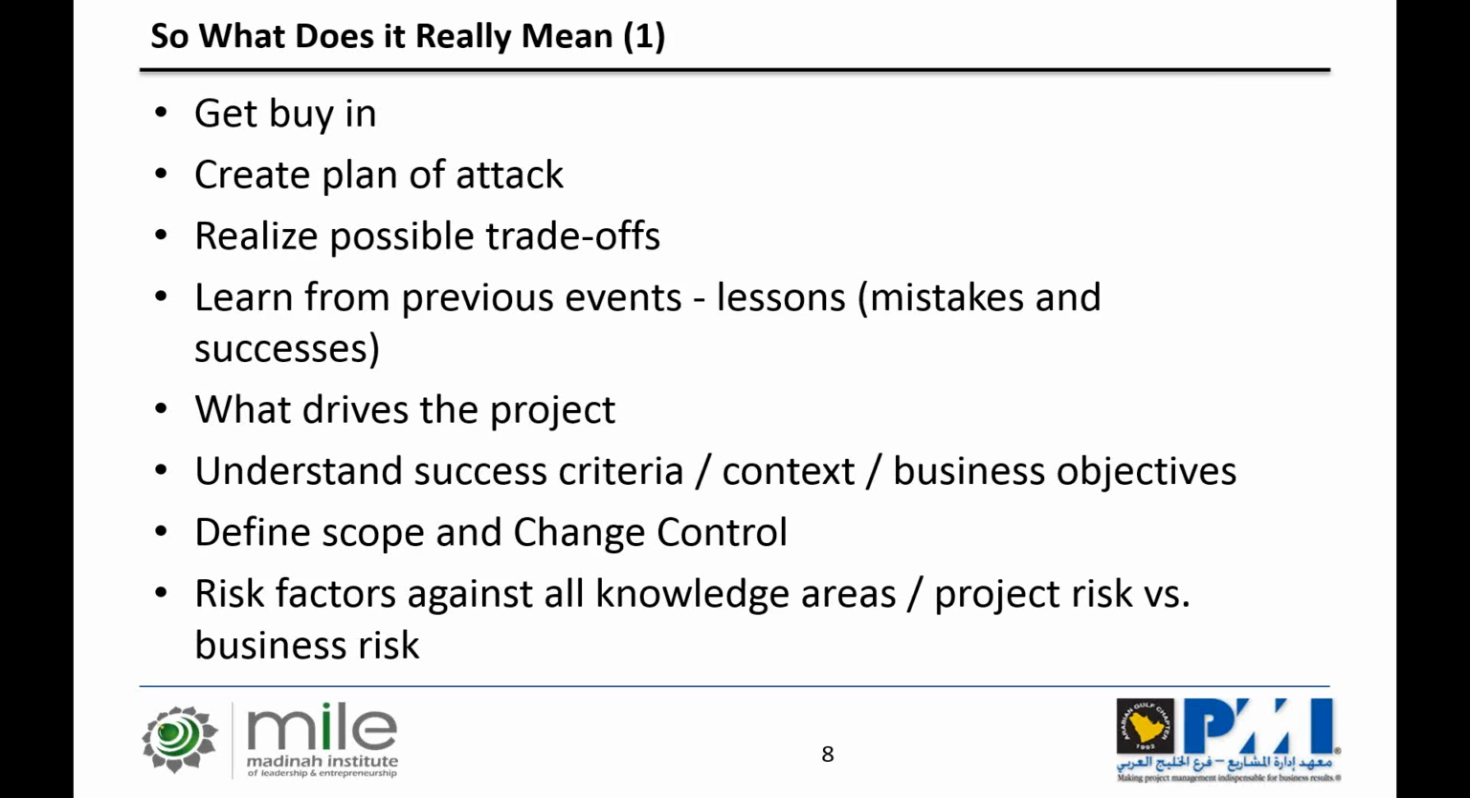Is it bulletproof? No. Is it fireproof? No. But at least we have a plan. It's robust enough, but on the other hand, flexible enough. Realize possible trade-offs. So defining the success criteria and saying, okay, I know scope, time, and cost are the most important things, but at the same time, which one can give when, because I can't guarantee delivery of scope, time, cost, and quality throughout the entire project. Learn from previous events, both from bad and from good things. If we do not learn from good things, we are not going to be able to recapture some of them.